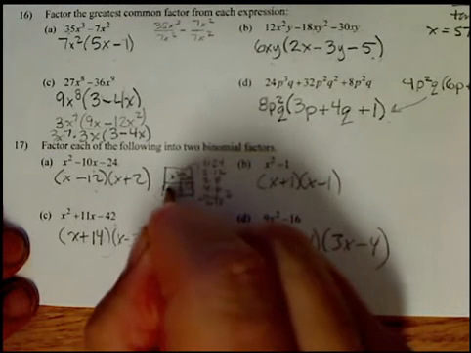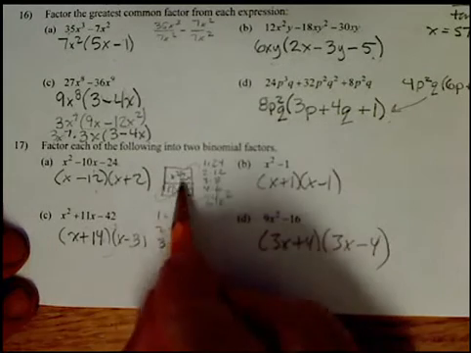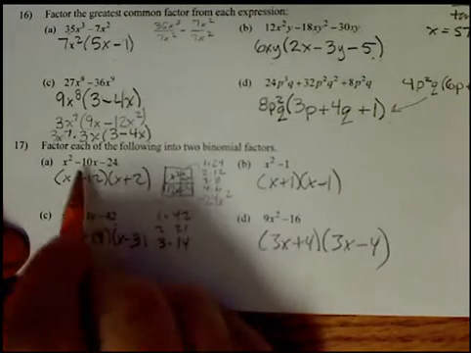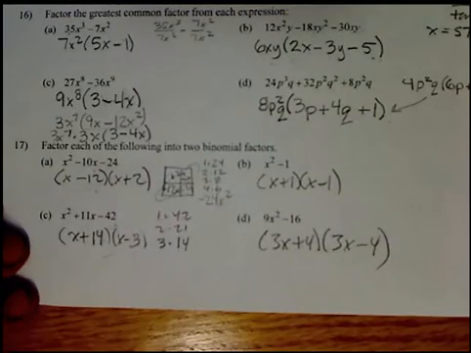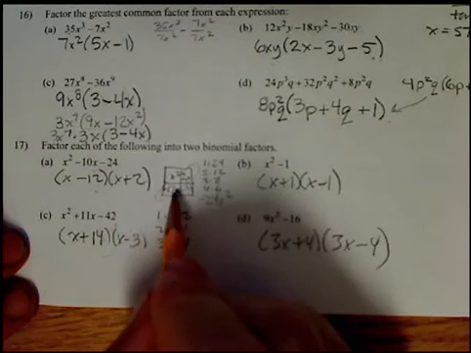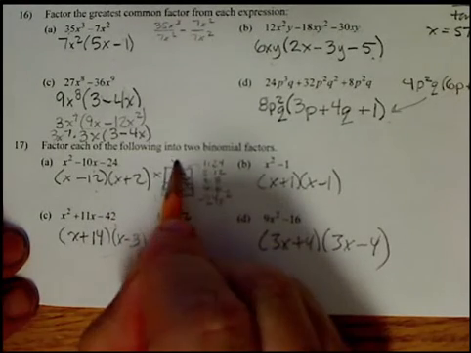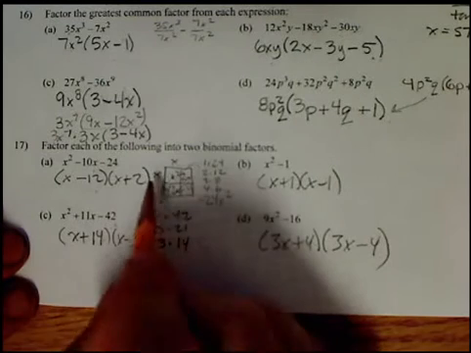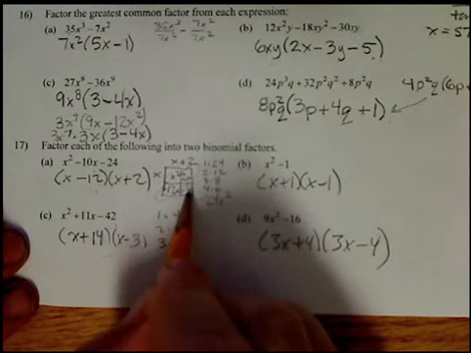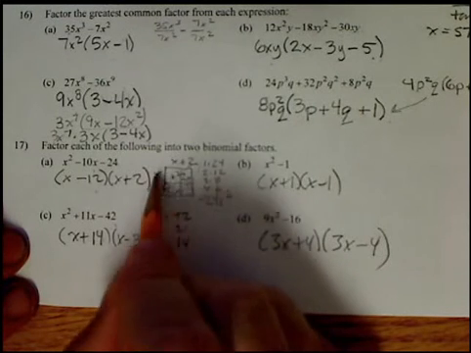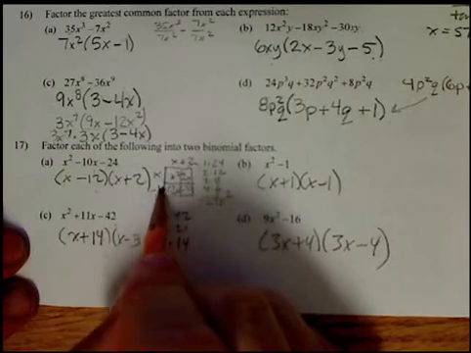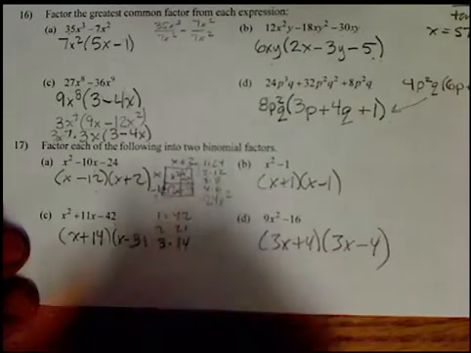2x here, 12x here. I need one of these to be negative, and I want it to be negative 10, so that one's going to be the negative. Then I can factor out an x. X times x is x squared. X times 2, then factor out negative 12, where I go x times negative 12. There's x minus 12 times x plus 2.